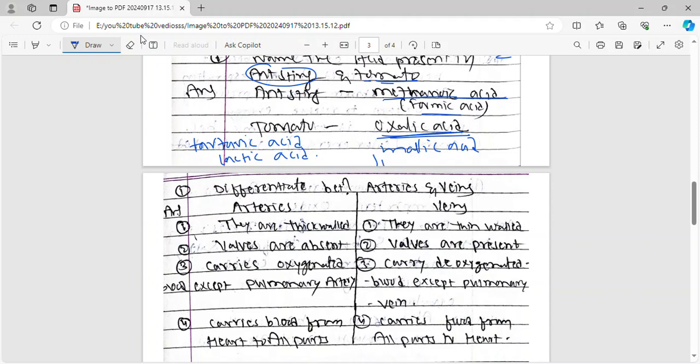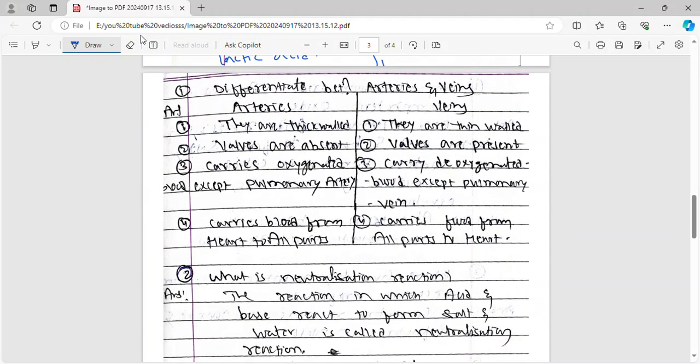Right, the next question. Differentiate between arteries and veins. Very important. Arteries have thick walls, whereas veins have thin walls. Valves are absent in arteries. Valves prevent the backward flow of blood. If this is the vein, these valves will be there so that blood can flow only in one direction, and these valves will not allow the blood to flow back. Valves are present in veins.